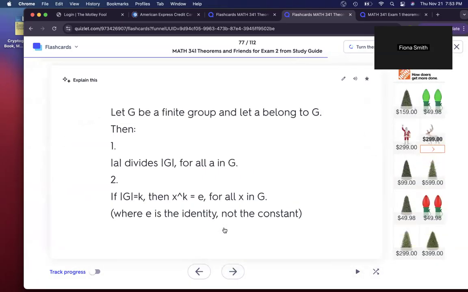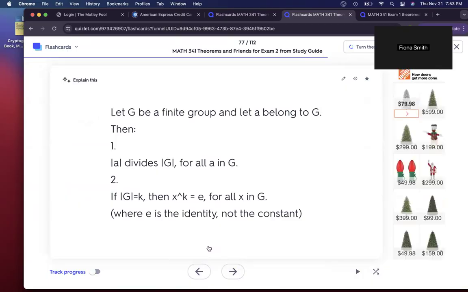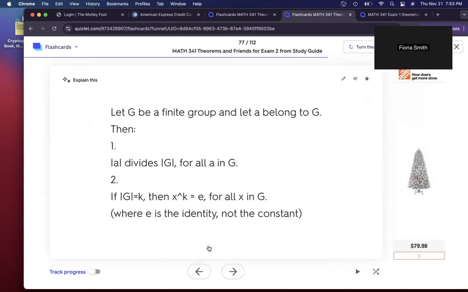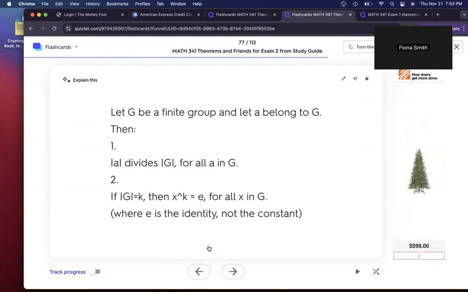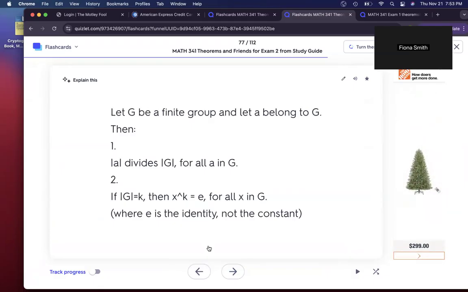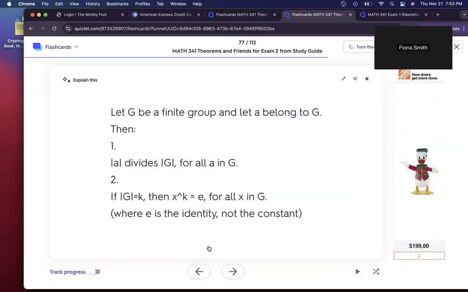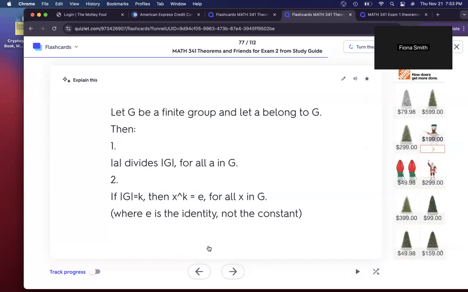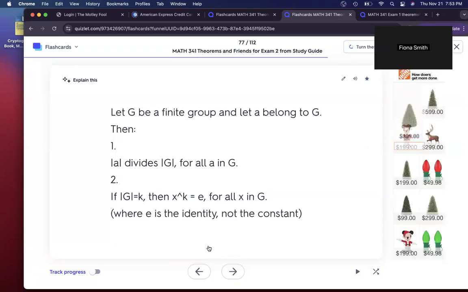Corollary 8.6, let G be a finite group and let a belong to G. Then the order of a divides the order of G for all a in G. So you don't even have to know what a is at the time. If you know what the order of G is, and you can find the factors that create that integer, then you can test just those cases for order of a, rather than going all the way through every possible number.